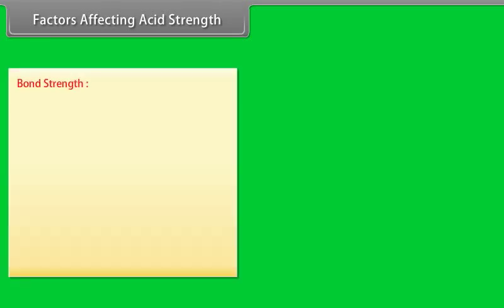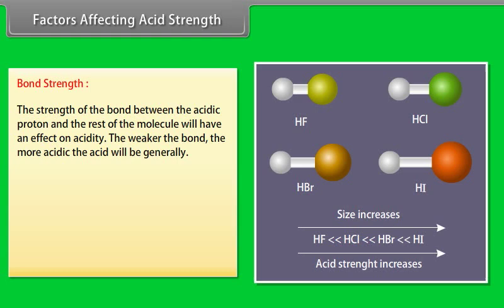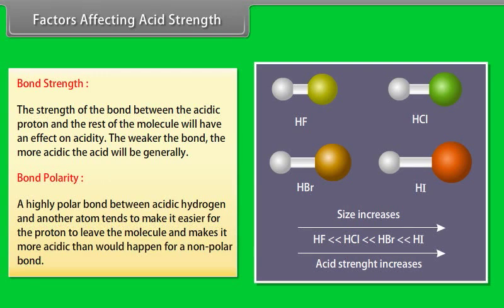Factors affecting acid strength. Bond strength. The strength of the bond between the acidic proton and the rest of the molecule will have an effect on acidity. The weaker the bond, the more acidic the acid will be generally. Bond polarity. A highly polar bond between acidic hydrogen and another atom tends to make it easier for the proton to leave the molecule and makes it more acidic than would happen for a non-polar bond.